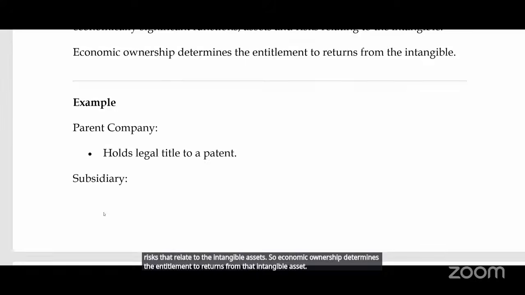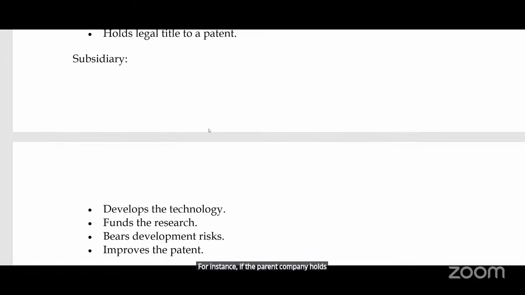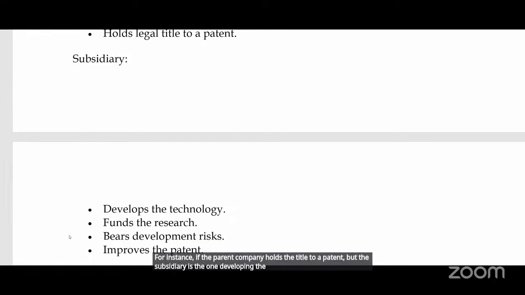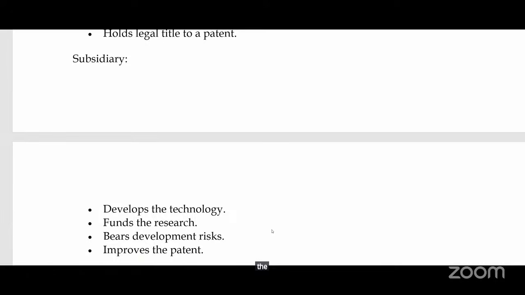For instance, if the parent company holds the title to a patent, but the subsidiary is the one developing the technology, funding the research, bearing the development risk, and improving the patent, who should get the benefit from that patent? Is it the parent or the subsidiary? Who should get a lot of the benefits? Subsidiary. Parents. Hey, please look at it.